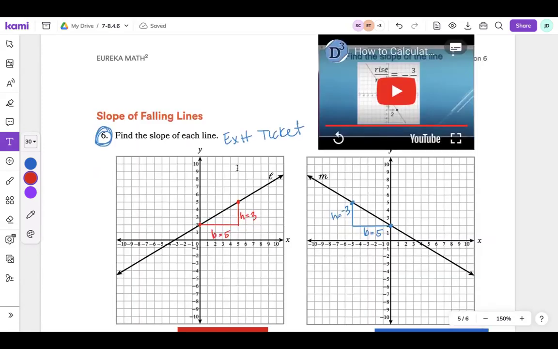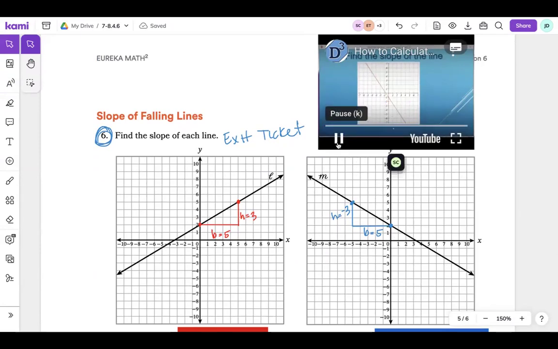Before we start number 6, I'm going to show you a video to give you an idea of talking about falling lines. Every line we've had in this lesson so far has been a rising line. It's going up and to the right. But in number 6, you see this line is going down as it goes to the right. So we're going to talk about falling lines.